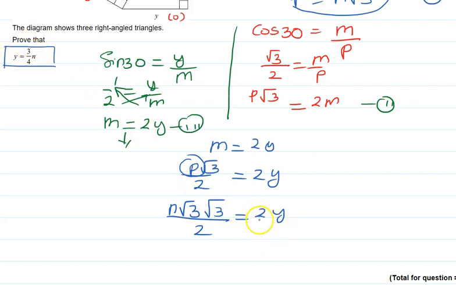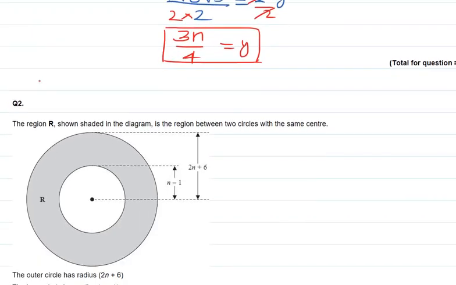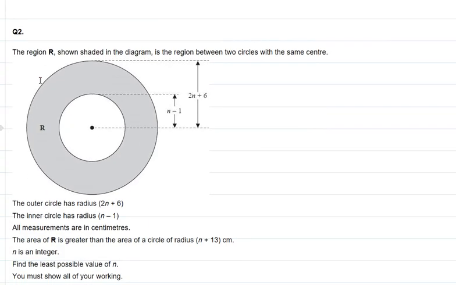So if you divide by 2 here and divide by 2 here, this 2 and 2 cancel. Root 3 times root 3 is 3, n, 2 times 2 is 4, and it is y. So we got y equal to 3n over 4. This was our proof here. Now, next question is, if you see here, question number 2.